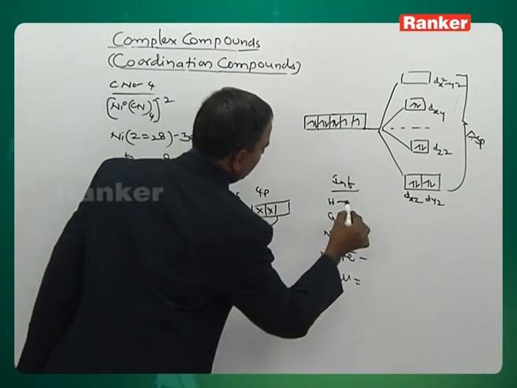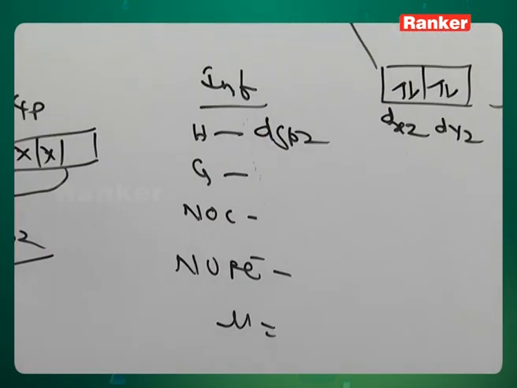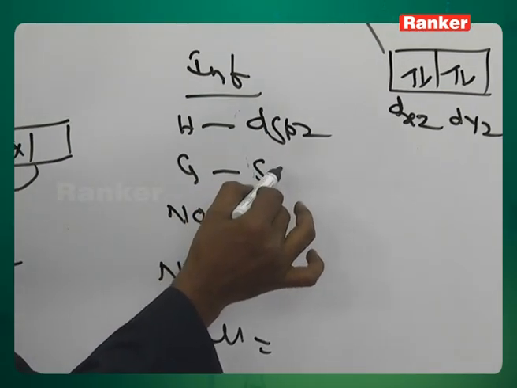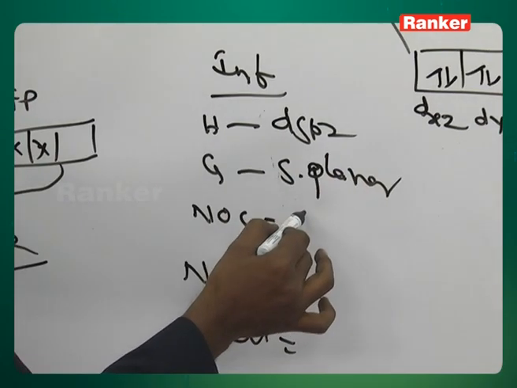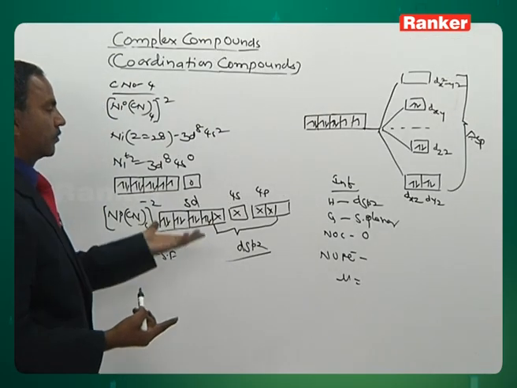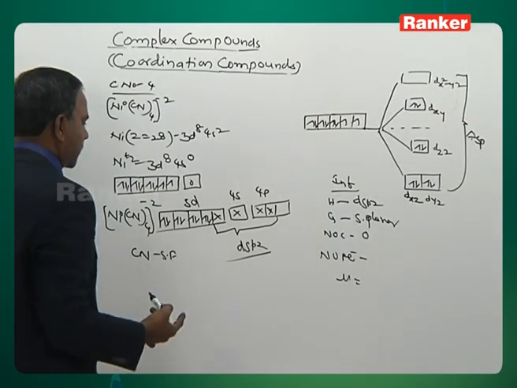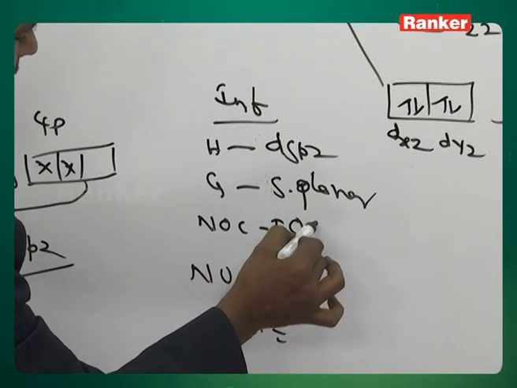Let us come to the information part. Hybridization, we have discussed well: dsp2. Geometry: square planar. Number of unpaired electrons 0. Then NOC stands for nature of the complex. Nature of the complex: it is an inner orbital complex, let me say IOC.